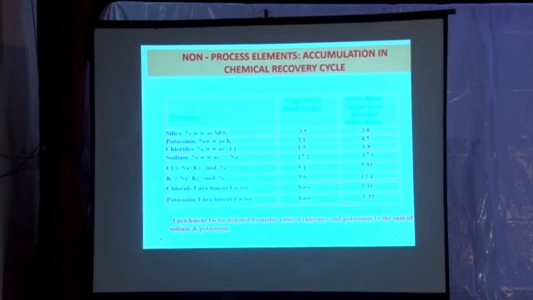Potassium has gone from 3.1 to 4.5%. Chloride has gone from 1.5 to 1.8. If I compare it with the enrichment factor, and I take the original black liquor as the base, as 1, you can see that chloride has gone from about 1 to 1.16, and potassium has gone from 1 to 1.39. So you can imagine, even in one cycle, this is the buildup.